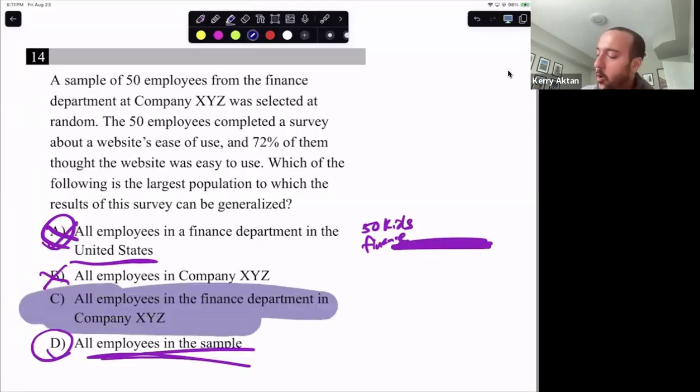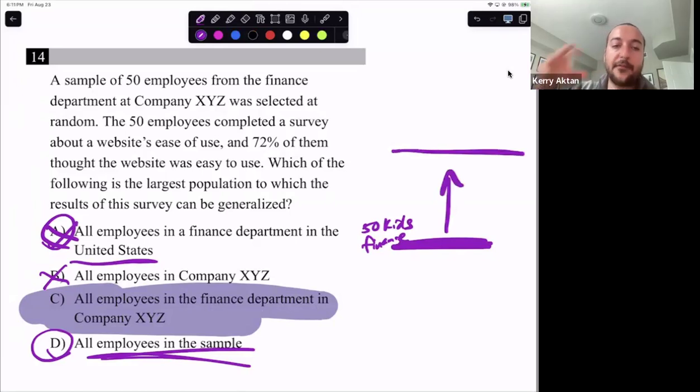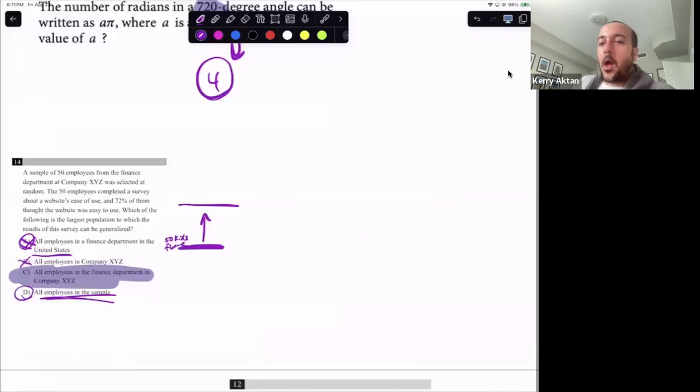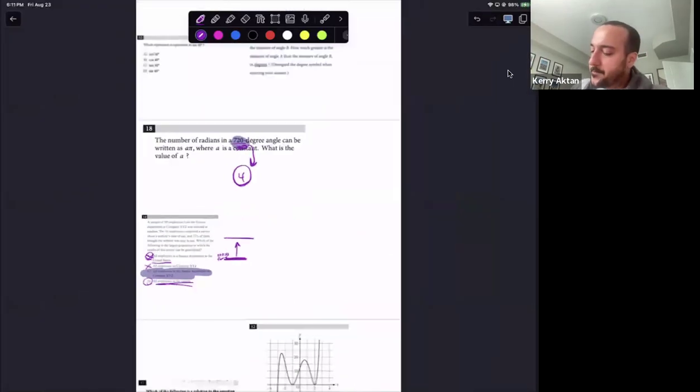In other words, you can only generalize something up one level. So if you had 50 kids in the finance department, now you can use that study to generalize to the whole finance department. That might show up, you never know.